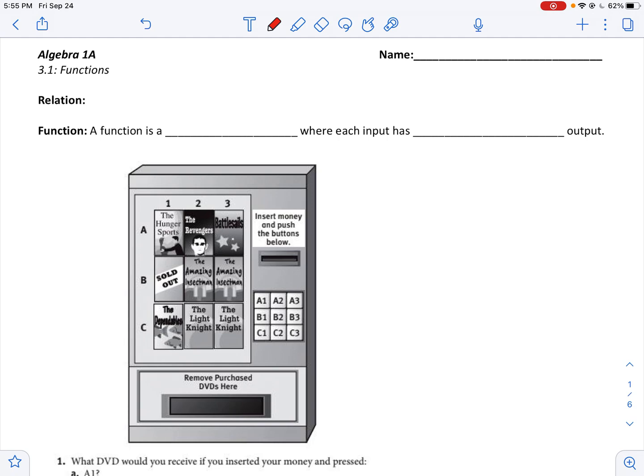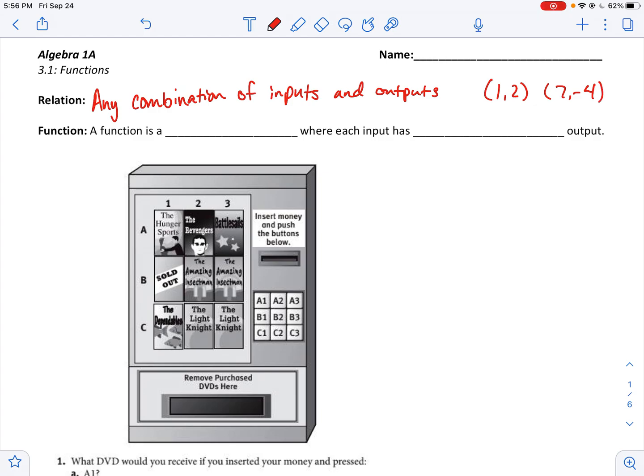Today we're going to talk about functions and relations. A relation is any combination of inputs and outputs. So think of it like, you put something in, you get something out. Think of ordered pairs like (1, 2) or (7, -4). Those are inputs and outputs, so that's a relation. Tables and vending machines are also relations.